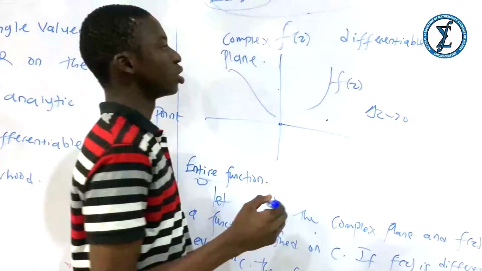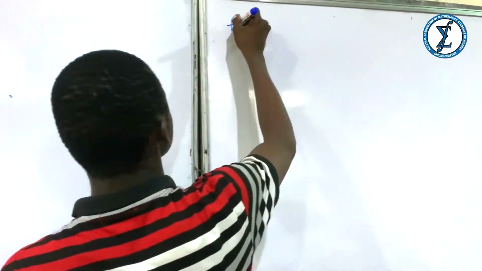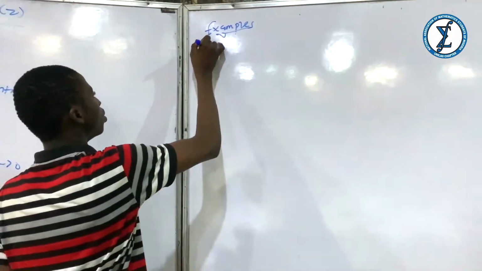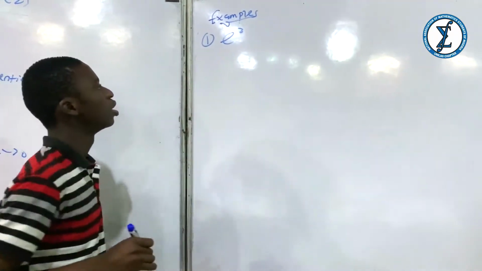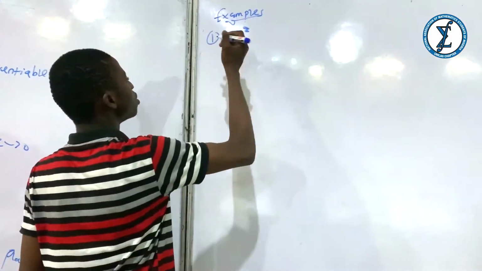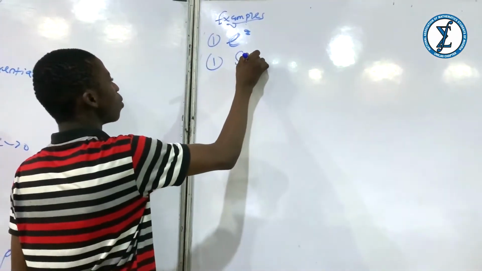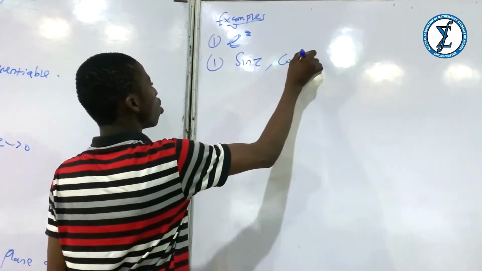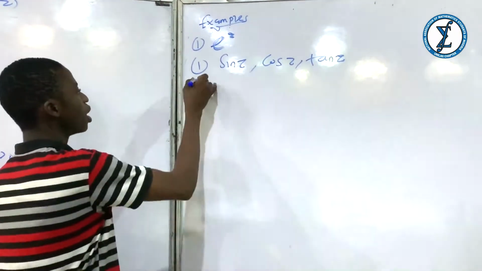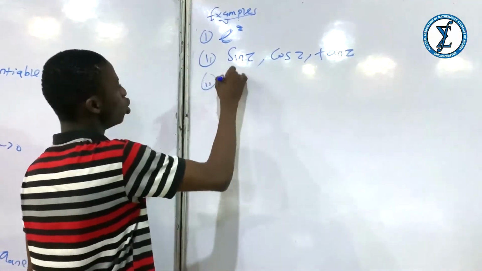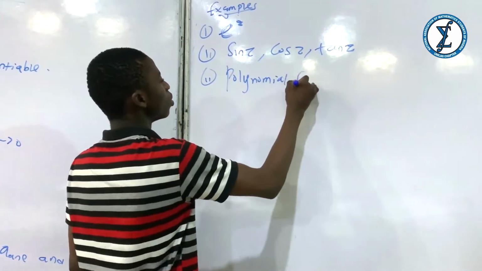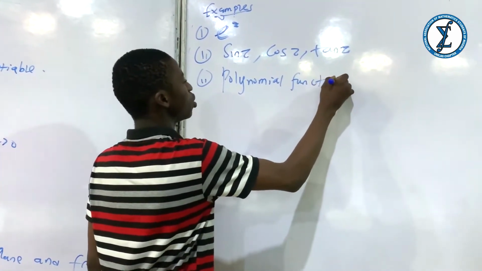A perfect example of an entire function is the exponential function, which is differentiable everywhere on the complex plane. The sine and cosine functions are also differentiable on the complex plane. And polynomial functions are differentiable everywhere in the complex plane.